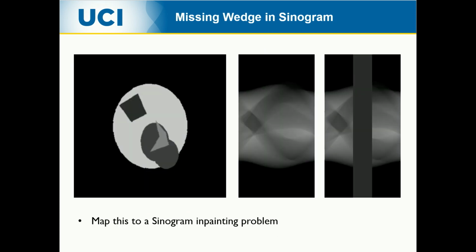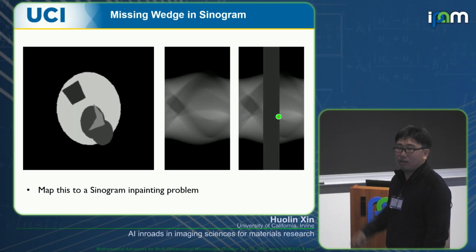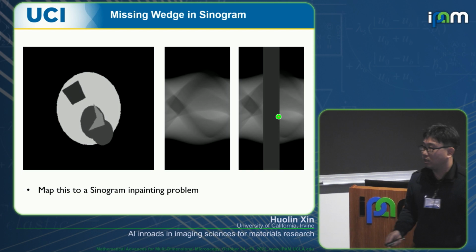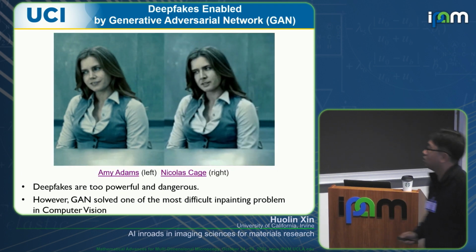And for any reasonably complex cross-sections or objects, you will find that it's non-trivial to fill in this missing information here, right? You can't use any reasonable interpolation to fill this information in. What can we do, right?